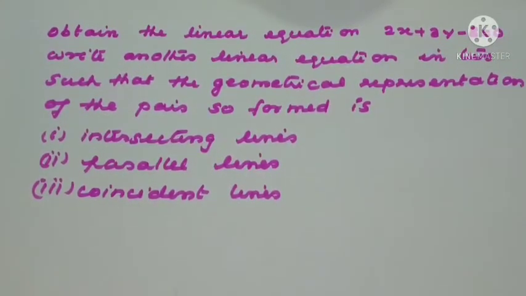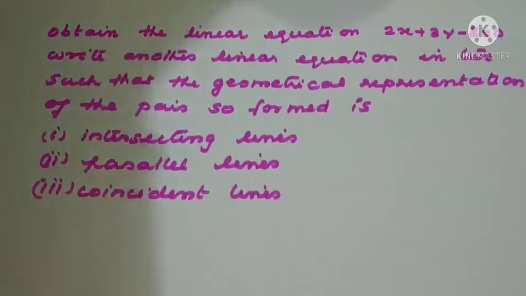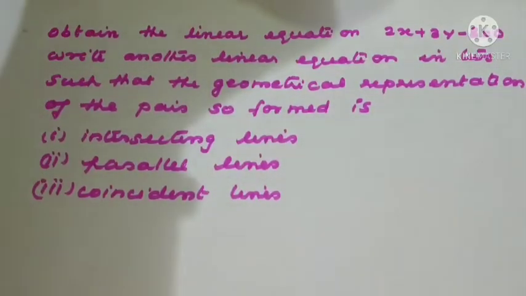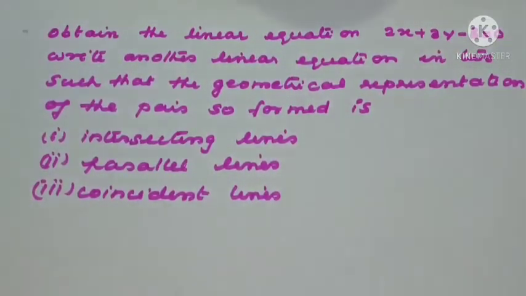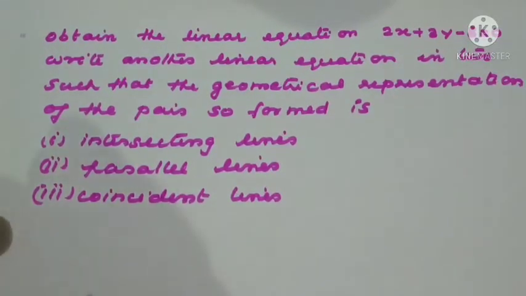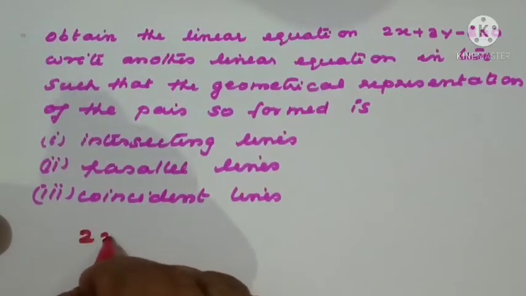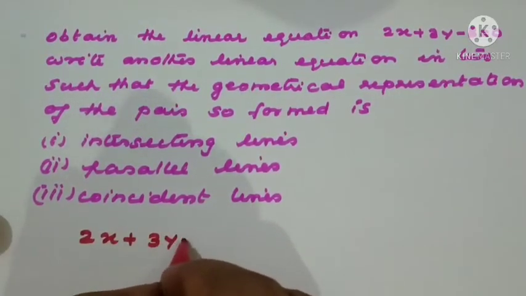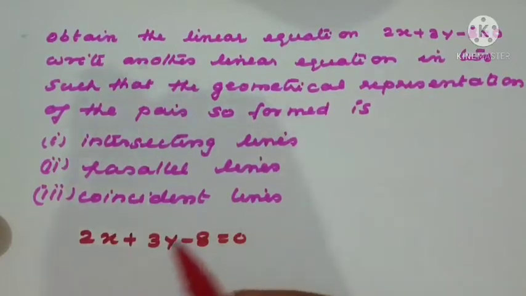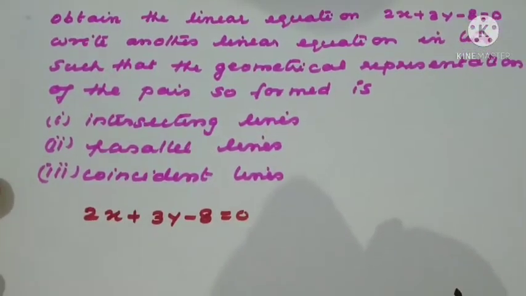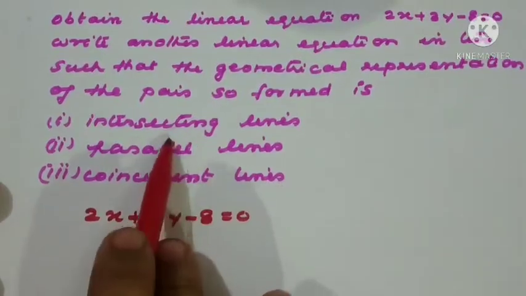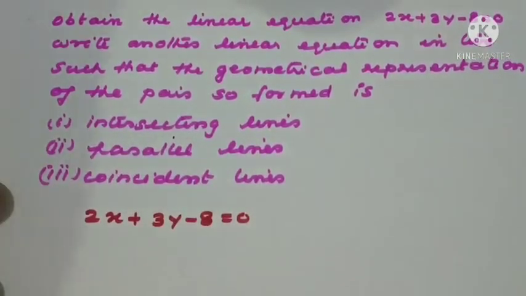Obtain the linear equation 2x plus 3y minus 8 equal to 0. Write another linear equation in 2 variables such that the geometrical representation of the pair so formed is intersecting lines, parallel lines and coincident lines. So the equation given to you is 2x plus 3y minus 8 equal to 0. We should write another linear equation whose geometrical representation forms intersecting lines, parallel lines and coincident lines.